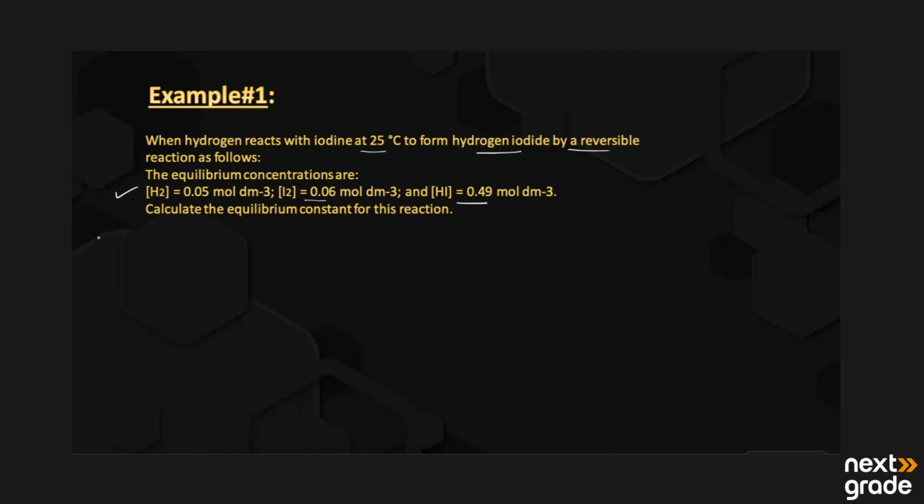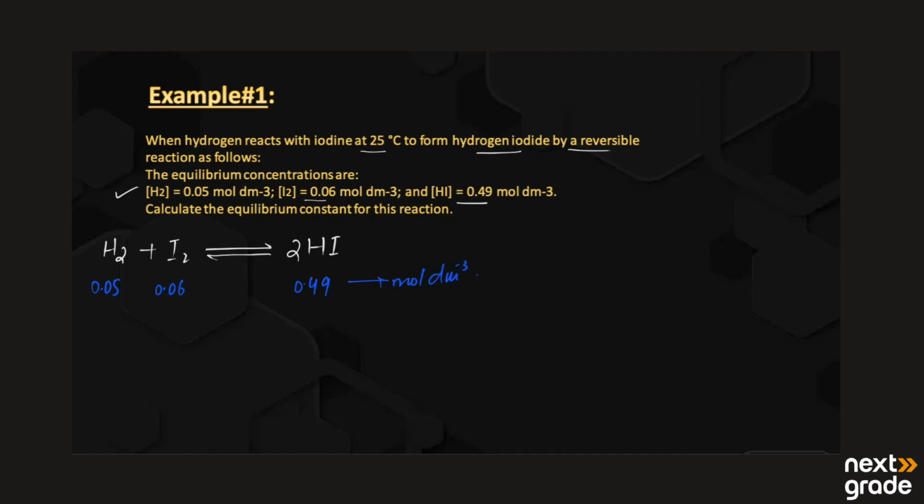So let's write the equation for this given reaction. We have hydrogen plus iodine, which reacts in a reversible reaction and gives hydrogen iodide. Next, we will write its concentrations: 0.05 for hydrogen, 0.06 for iodine, and for hydrogen iodide we have 0.49, and these concentrations are in mole per dm cube.